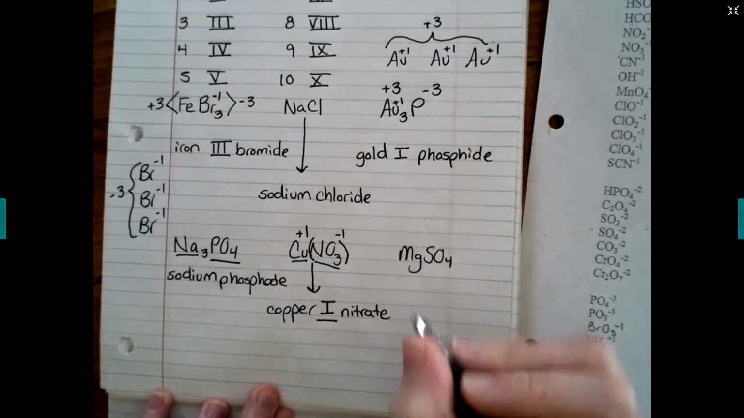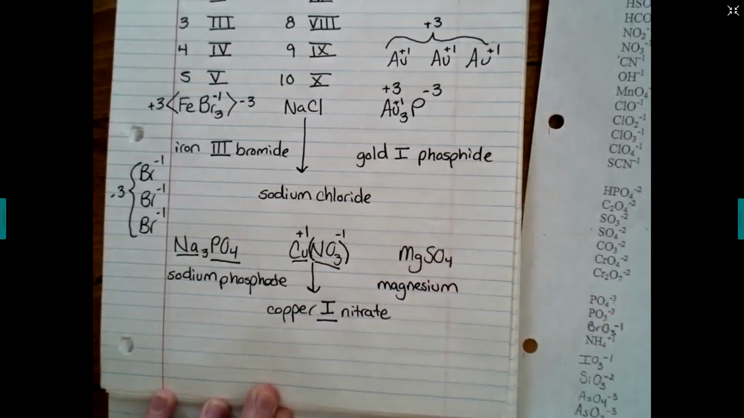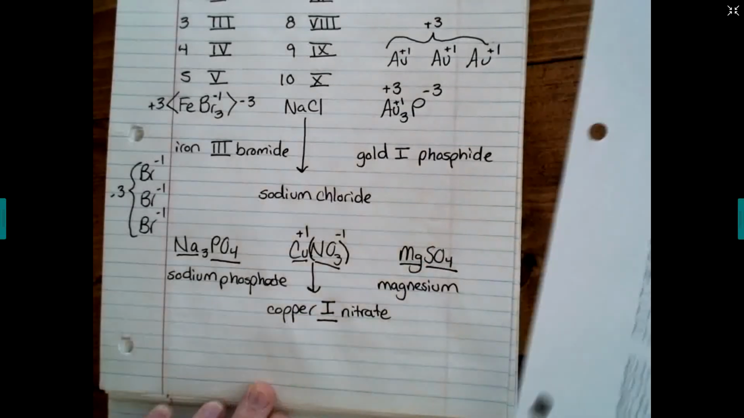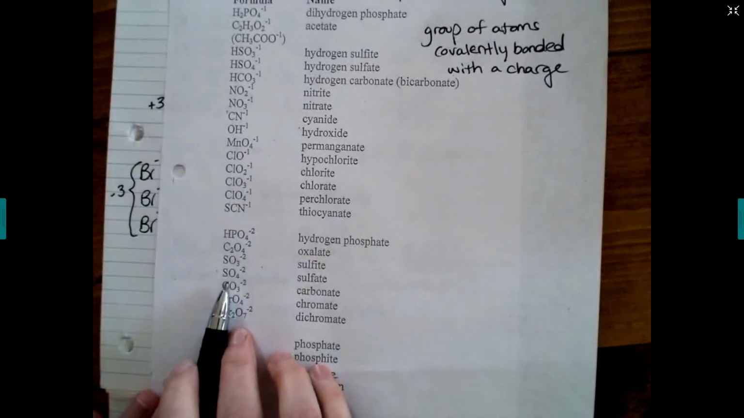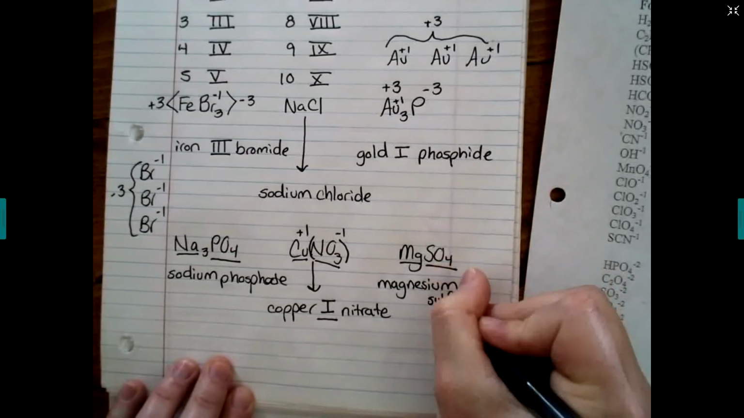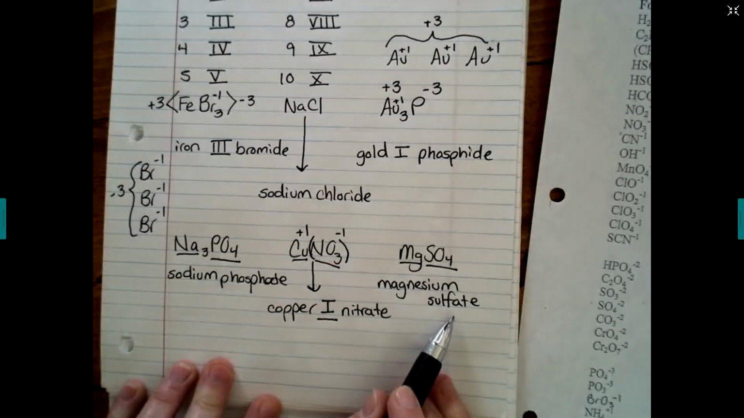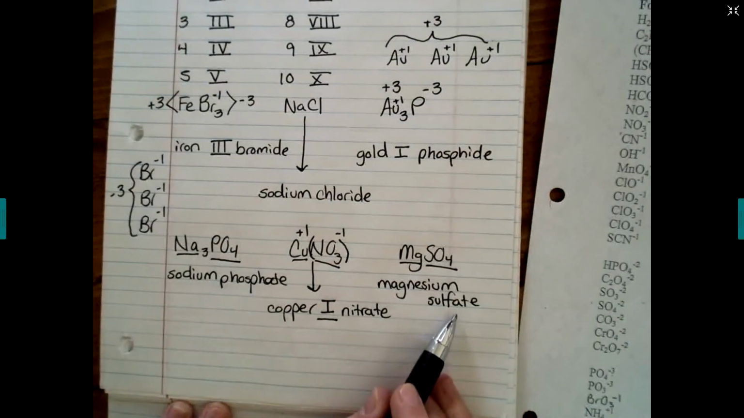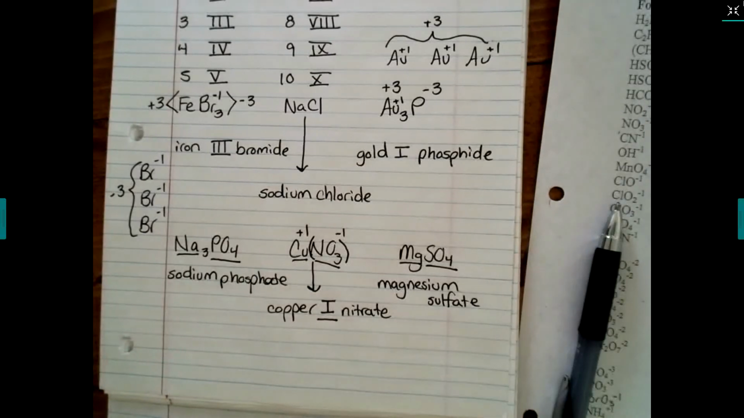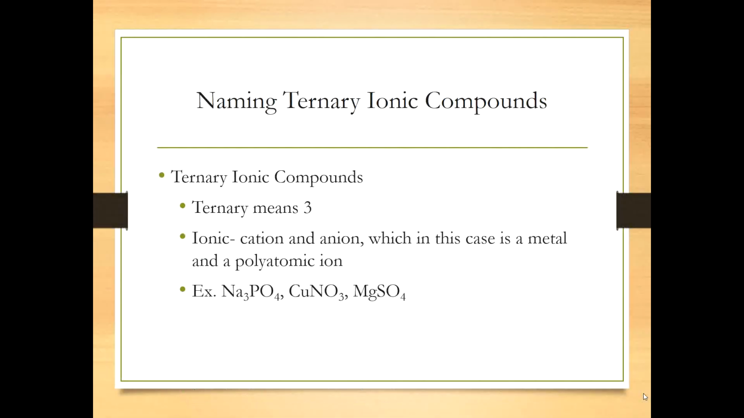And then lastly, we have magnesium. Magnesium is a group 2 metal, meaning it's always +2. We don't need a Roman numeral for that. And then SO4 is on your polyatomic ion sheet. That is sulfate. So this is the name, magnesium sulfate, and that is actually the formula and the official chemical name of Epsom salts. So now we're going to flip back over to our slides, pick up where we left off.